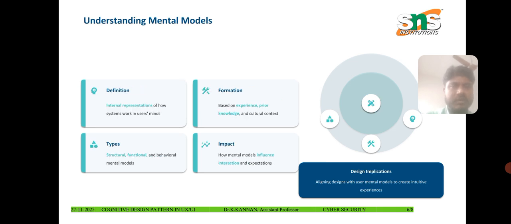Next is understanding mental models. The definition is an internal representation of how the system works in the user's mind. Formation is based on experience and prior knowledge, and we also gain it from cultural context. The types are structural, functional and behavioral mental models, and the impact is how a mental model influences interaction and expectation. That is understanding mental models.